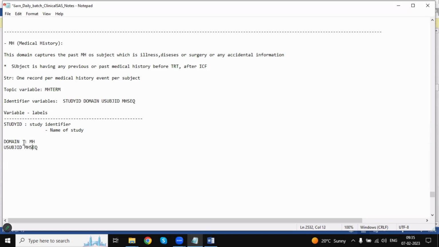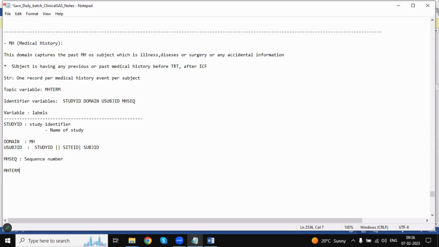What is unique subject ID? It's a combination of what? Your study ID, site ID, and subject ID. MH sequence is nothing but sequence number. So whenever one subject has multiple observations, definitely you have to derive the sequence number. Already I gave the sequence derivation. You have to follow the same sequence derivation here also.